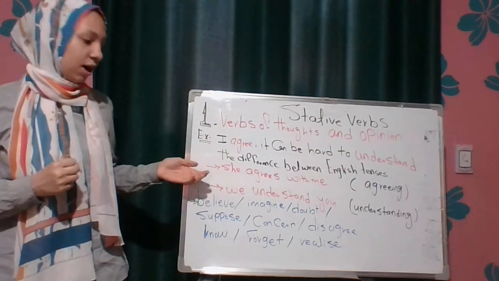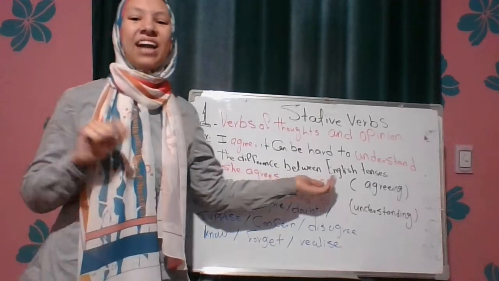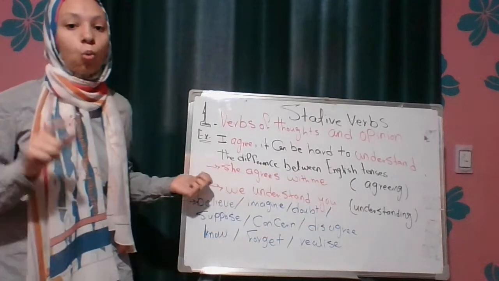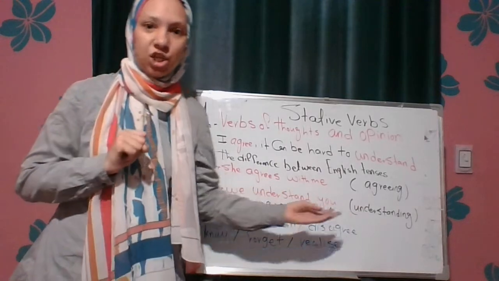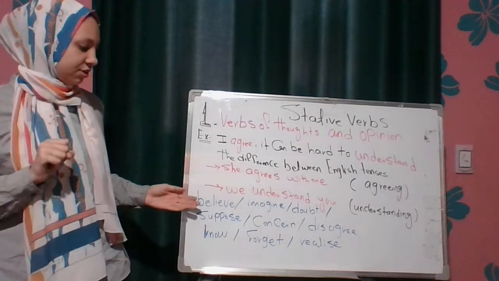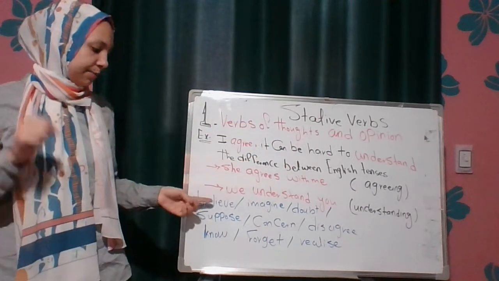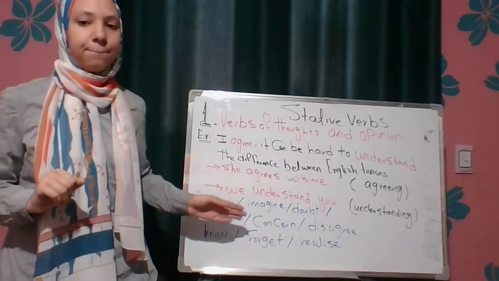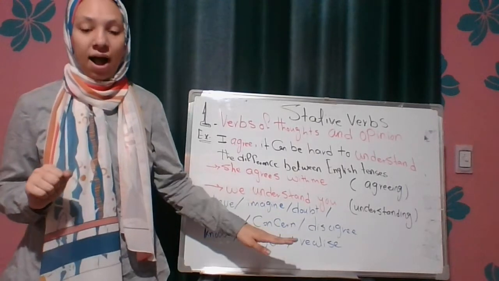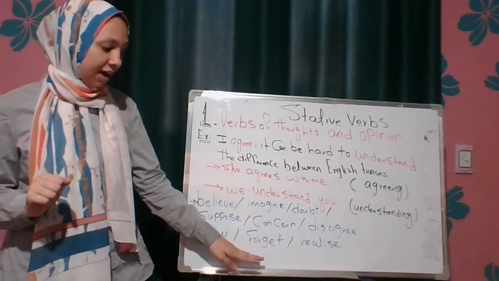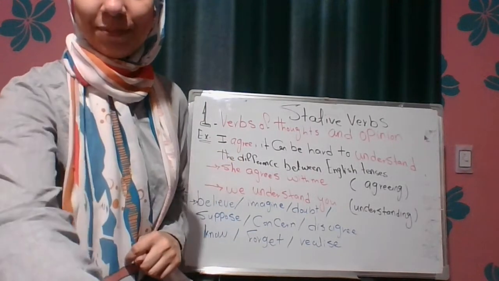So if I want to make an example: she agrees with me, not she is agreeing with me. We understand you, not we are understanding you. So this is true of most verbs of opinion and thoughts, for example: believe, imagine, adopt, suppose, concern, describe, know, forget, realize. So this is the first group of the stative verbs.